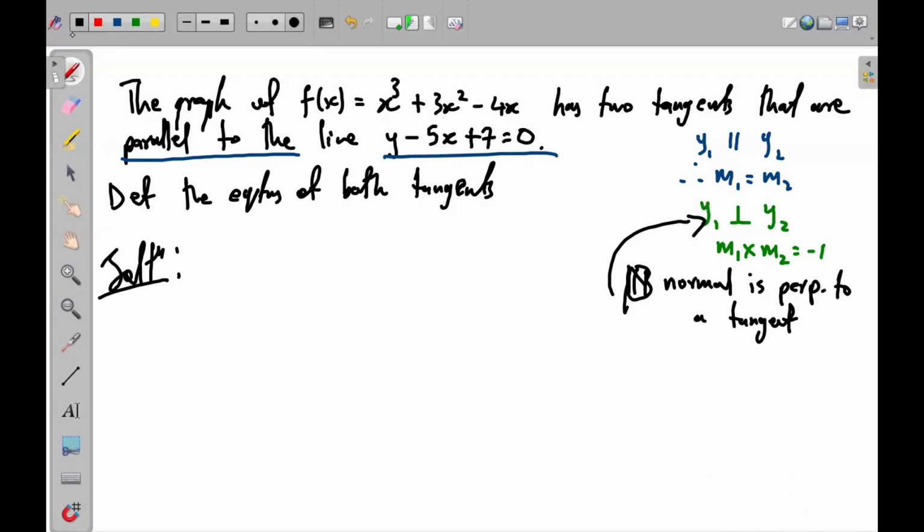I've not seen it in a while, but I've seen it sneaking in here and there. So just in case, it's important that you know what a normal is. Right. Now, how do we go about this, guys?